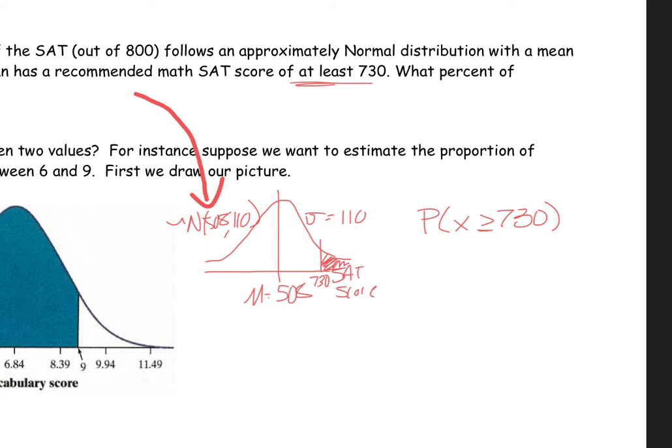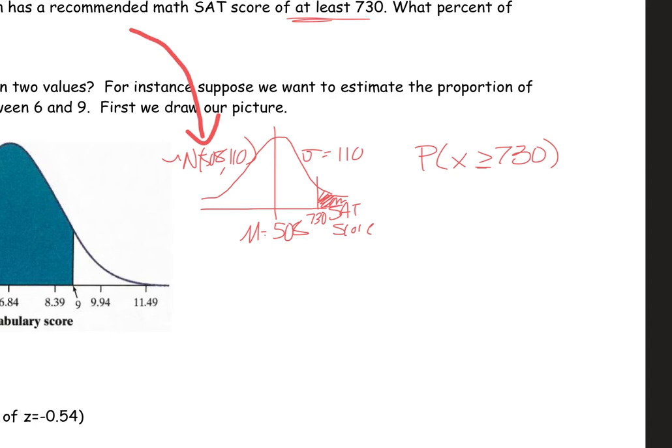So we'll convert that to a z-score real quick. We want to say z is, and then we'll do 730 minus 508 divided by 110. And let's get a z-score. So I got almost exactly 2 standard deviations, but 2.02. So we'll say, all right, well, we want to find the probability that the z-score is above 2.02.